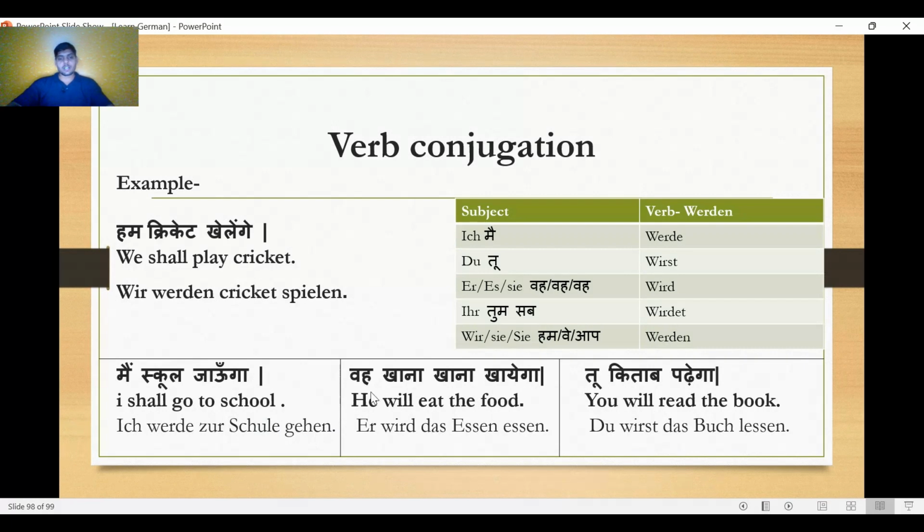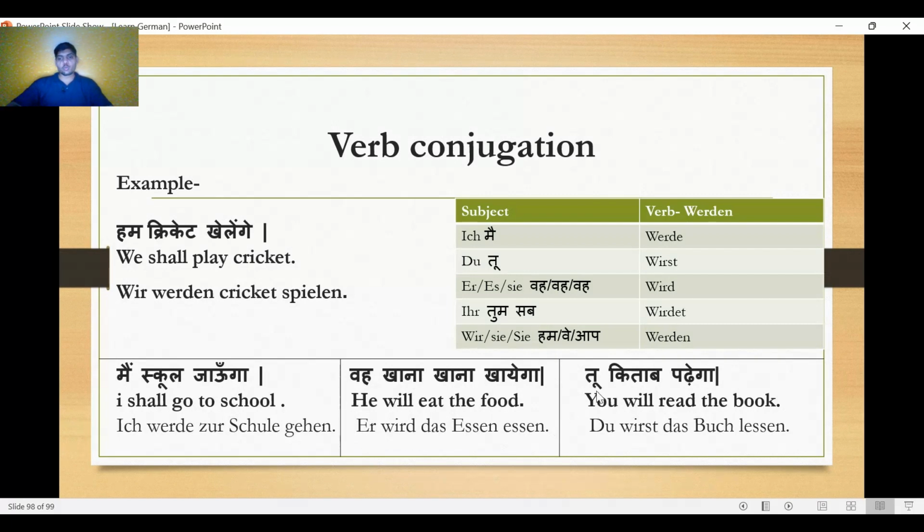The next one is वह खाना खाएगा. He will eat the food in English, but in German, er wird das Essen essen. Here the first Essen is खाना, so it is the noun, and the second essen, meaning खाएगा, is the main verb. According to the subject er, werden has been converted into wird.